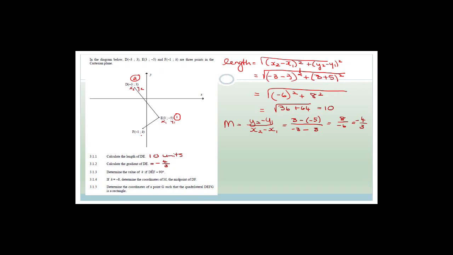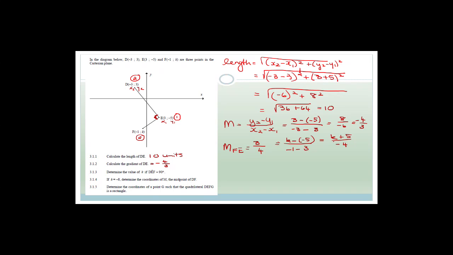Now it says, determine the value of k if DEF is 90 degrees. They tell you that this is 90 degrees. If that's the case, then we know what the gradient of FE is. For the gradient of FE, we're going to flip this and multiply it by negative. So that's going to be 3 over 4. Let's call this point 2 again and that point 1. It's going to be k minus minus 5 over 3. No, I see. Be careful, I'm making a mistake here. What do we need to be subtracting by? We're subtracting by minus 1. So it's minus 1 minus 3, which is going to be k plus 5 over minus 1 minus 3, which is negative 4.